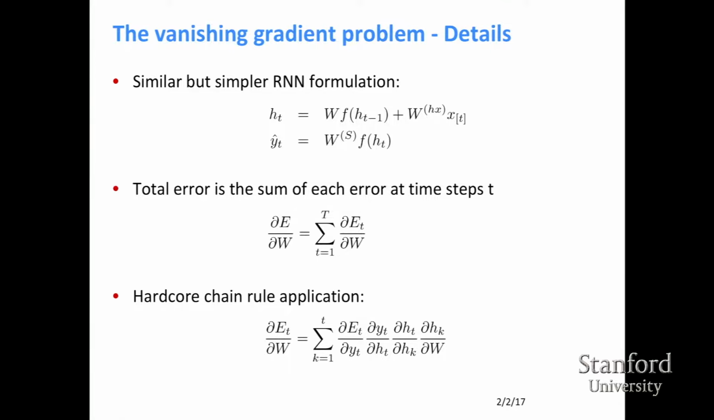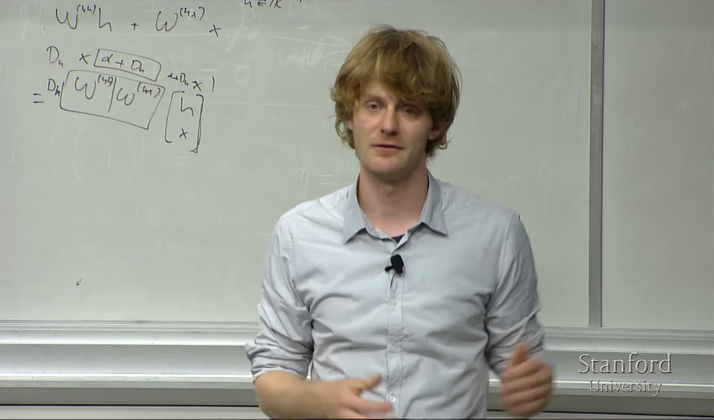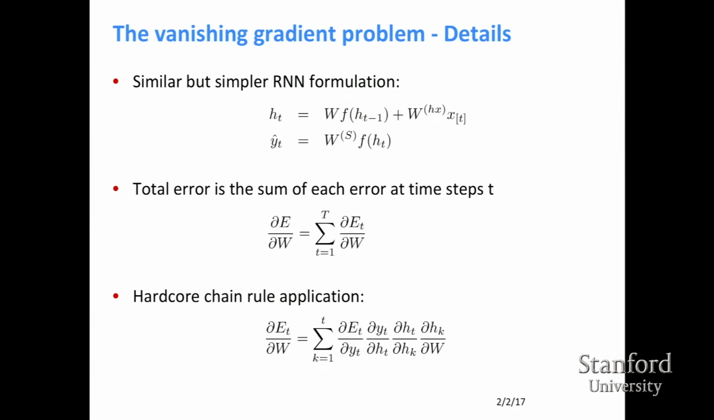As you go backwards through time and you try to send the error signal at time step t many time steps into the past, you'll have the vanishing gradient problem. So what does that mean and how does it happen?